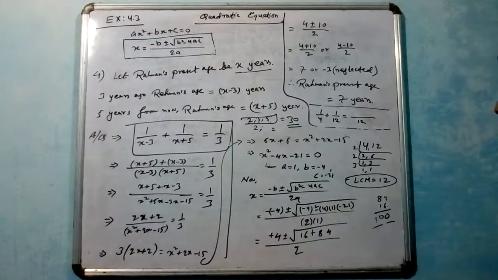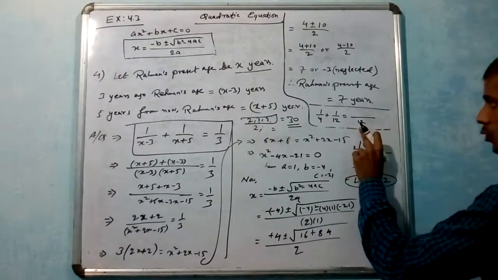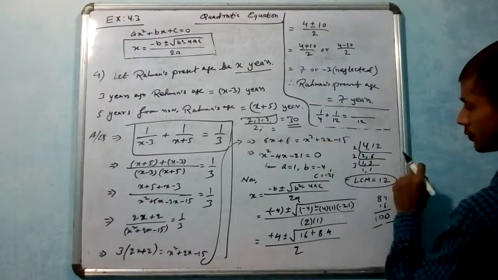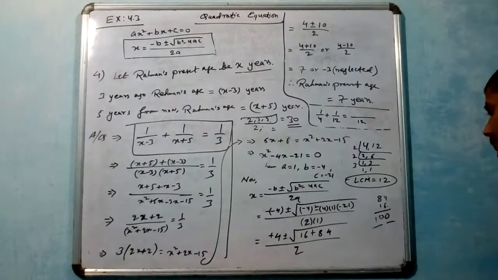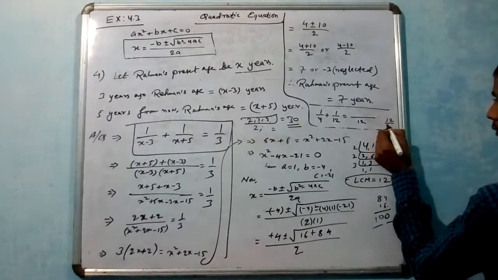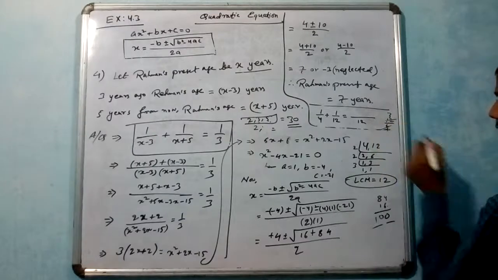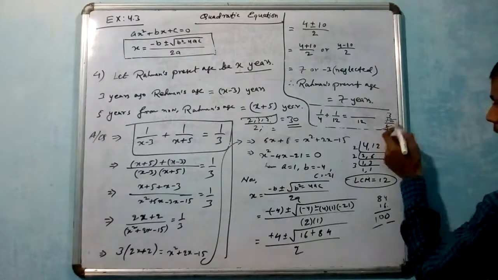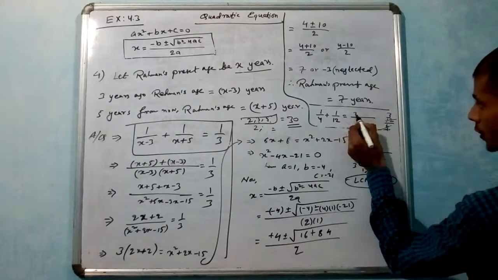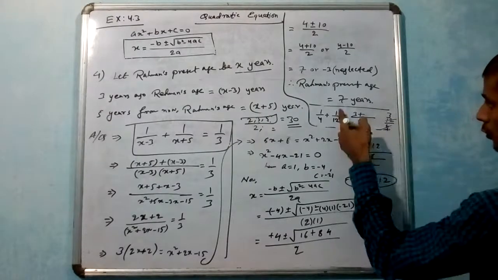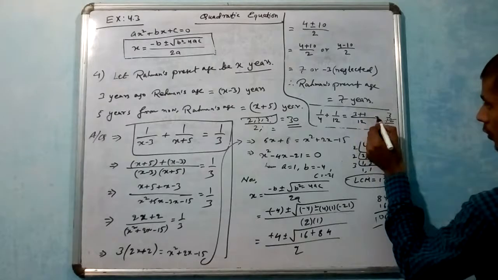Then what to do with this LCM? Divide it by the denominator. So 12 by 4. 4 3s are 12, so 3. We got 3, 3 into 1, 3. Plus, 12 1s are 12, so 1 will come, 1 into 1, 1. What we got? 4 by 12. No, 3 plus 1, 4 by 12.